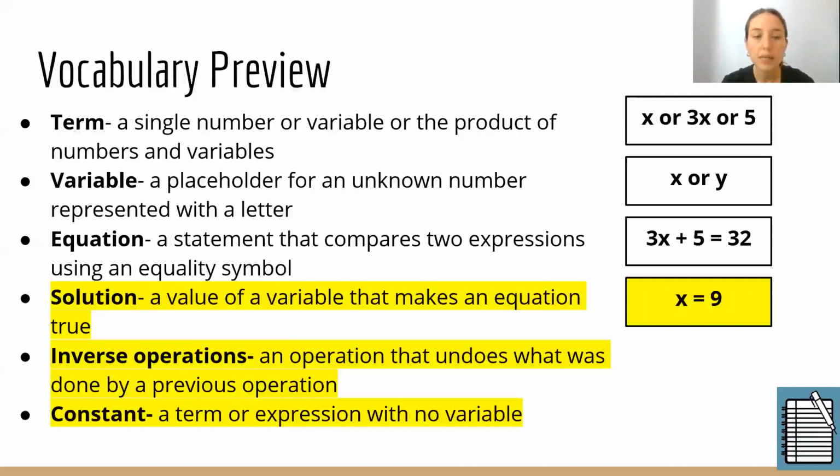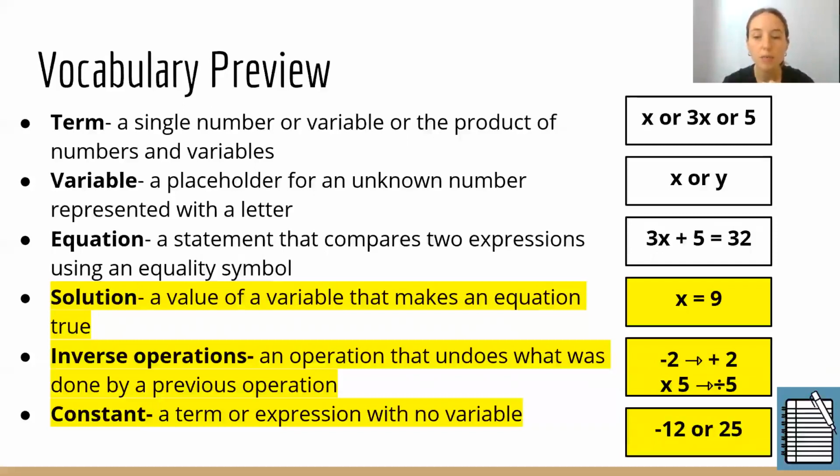The second term is inverse operations. And inverse operations are operations that undo what was done by a previous operation. So for example, if I subtracted 2, the inverse operation would be to add 2. If I multiplied by 5, the inverse operation would be to divide by 5. Lastly, you have constant, which is a term or expression with no variable. So some examples of that are -12 or 25.